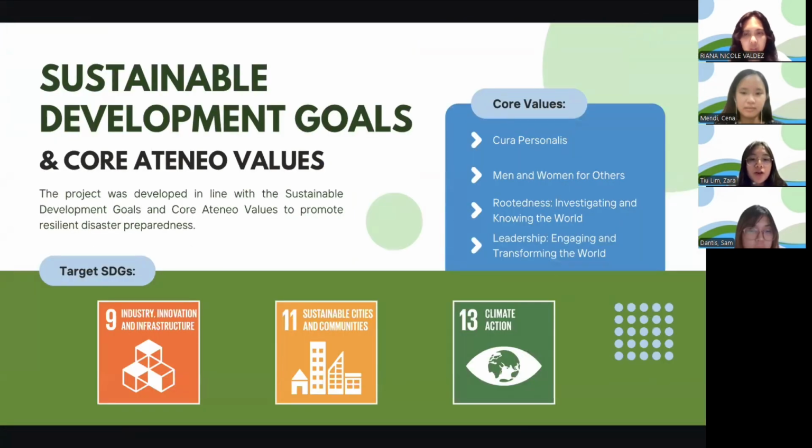Our project was developed in line with the Sustainable Development Goals and core Ateneo values to promote resilient disaster preparedness. Specifically, we target SDG 9, 11, and 13, as well as the values of cura personalis, being men and women for others, and exercising rootedness and leadership.